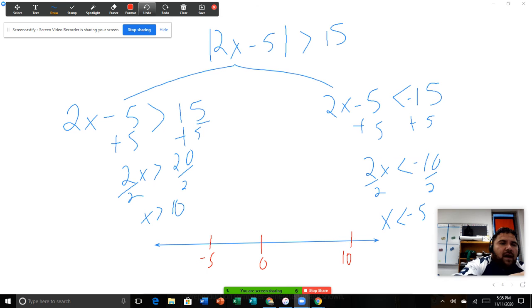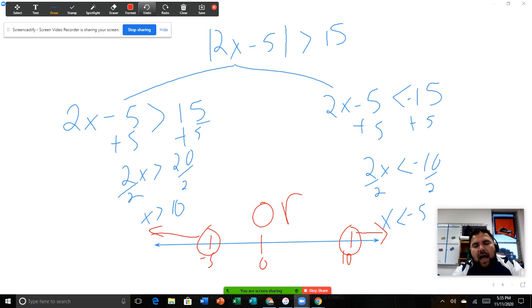Okay, so right now I know that I should have an open circle at positive 10. Okay, so open circle at positive 10, but look, it's greater than, so we're going this direction. Okay, this one, open circle at negative 5, and that's less than, so this is going this direction. So I have a gap. This is my OR, right? I have a gap, so this is going to look something like this.